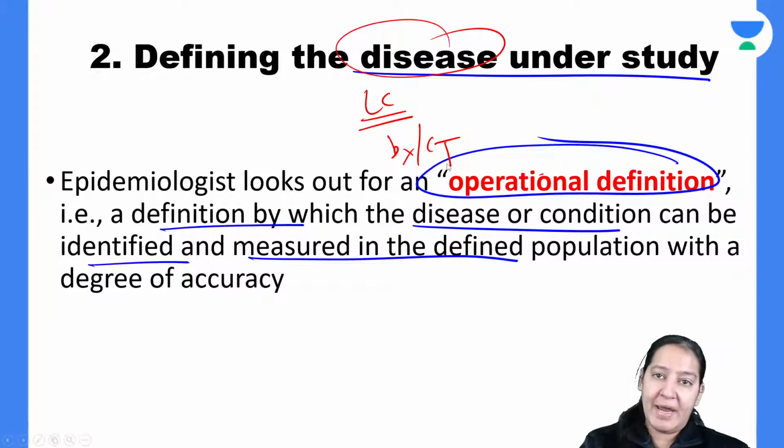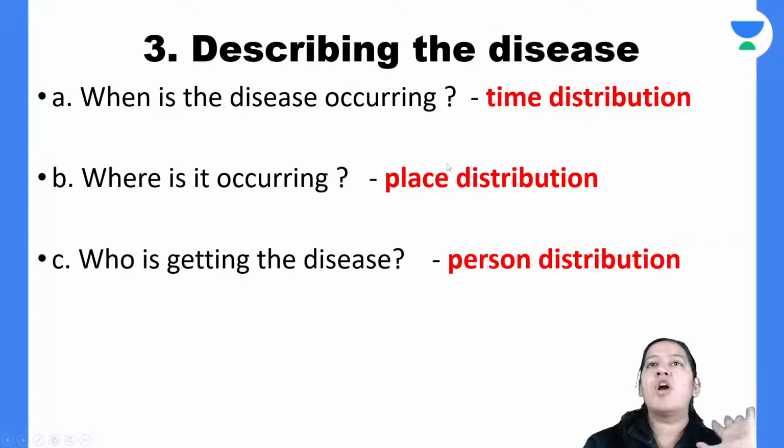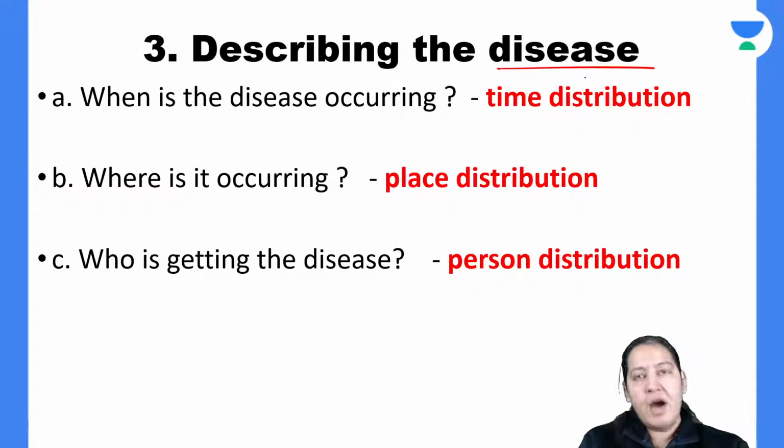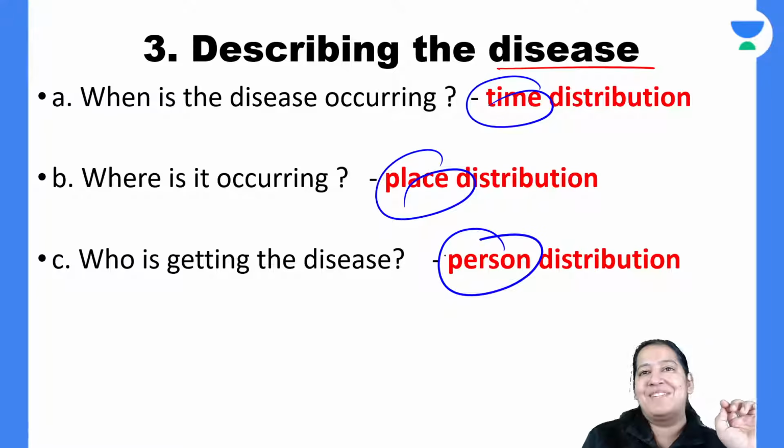If you are fitting in my operational definition, we can consider you in our study. So you should have an operational definition. Now coming to the third step. The third step is time, place, and person. Let me take one by one.